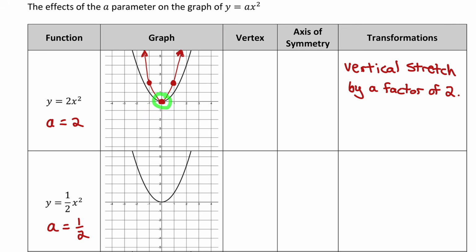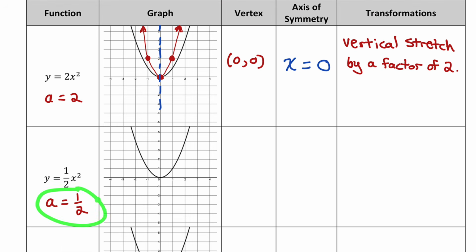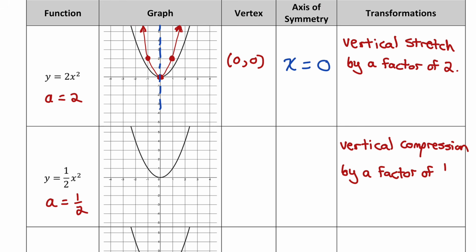The vertex is still at the point 0, 0, which means its axis of symmetry is still at the vertical line x equals 0. And when a was a half, that caused a vertical compression by a factor of a half, which means if I take a few points on the graph of y equals x squared, I'm going to have to cut all of the y values in half. The y values of these 2 points are both 4, so when I cut them in half, they're both going to become 2. And the y values of these 2 points are 1. When I cut them in half, they become a half.